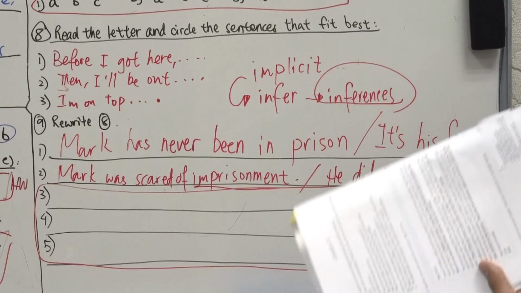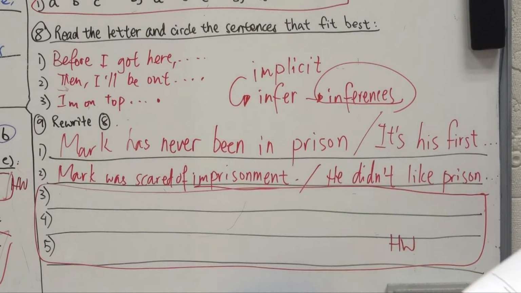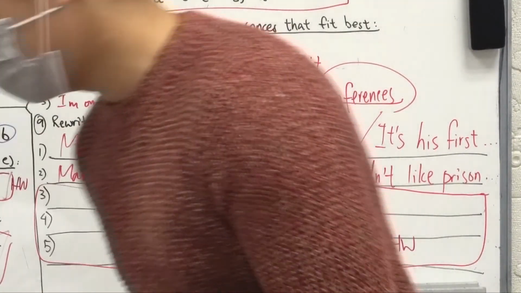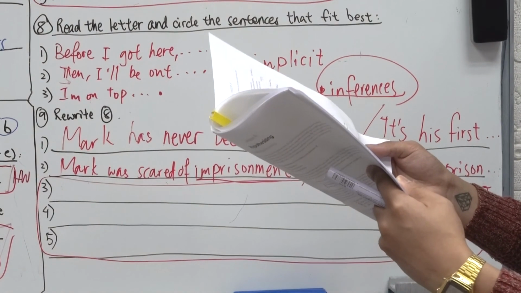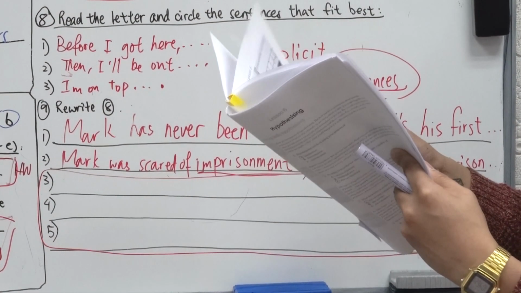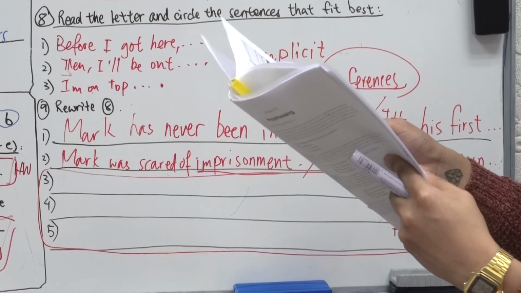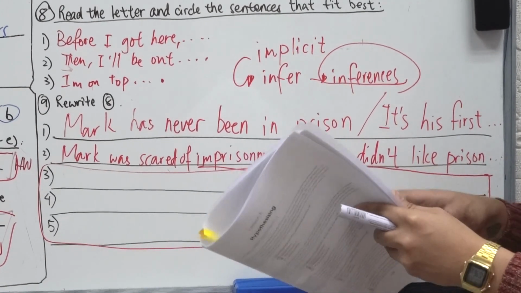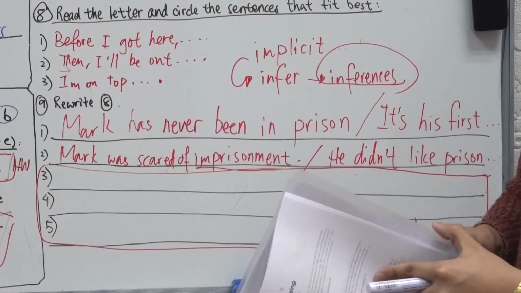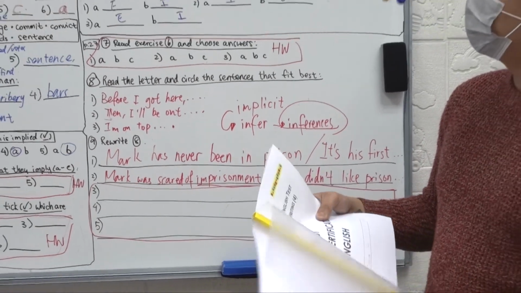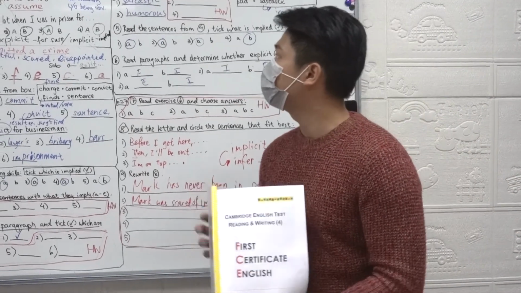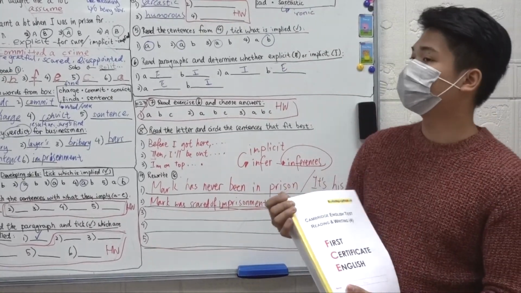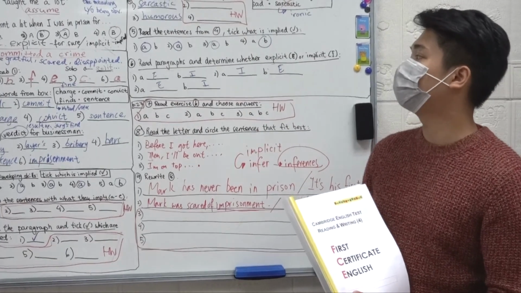Homework. Okay, writing exercise. Now, if you have some time, try to write down some more inferences. Okay, you can find more inferences in page 25, the paragraph. Okay, and also in page 24, the last part. Lots of inferences. Okay, so that's it for today, everybody. So today we learned how to understand implications. Okay, the meaning implied or implying in a text. Okay, and we have to look for the meaning behind the sentences.